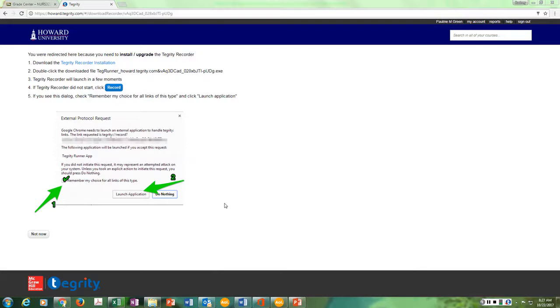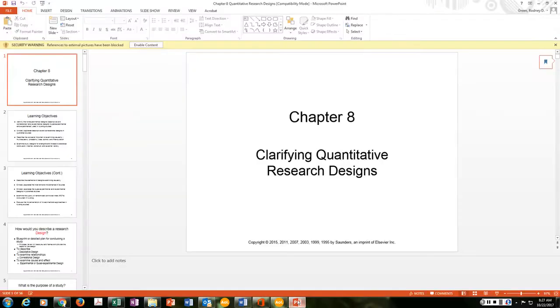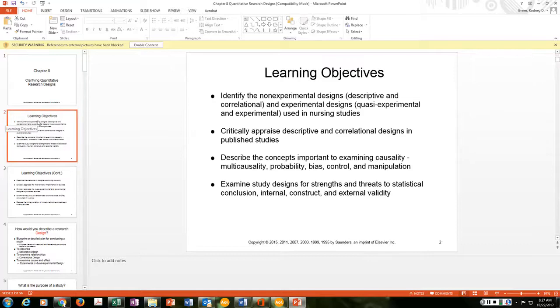Today is October 22nd. Yes, the 22nd. This is week 10, and we'll be discussing Chapter 8, which is clarifying quantitative research designs. And these are our learning objectives.